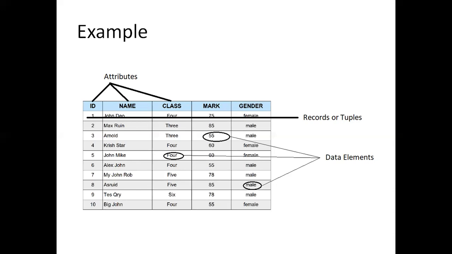Then these horizontal strips are called records or tuples, and each contains the complete information of an entity. So this record has the complete information of a student, right? And the data elements, John, Krish, 4, 60, female, male, these are the different data elements which we want to store in that table. So this is my data value or data element.